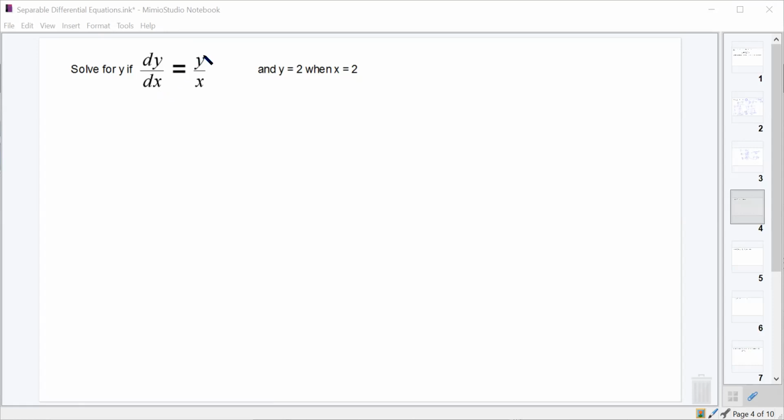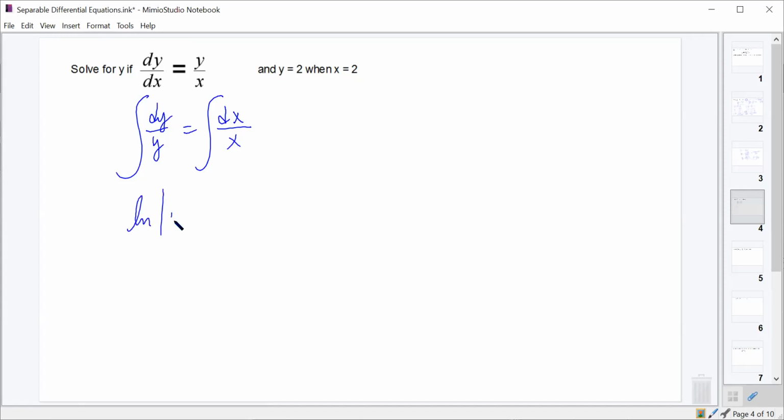All right, so what do we need to do with this first? Separate it. So we'll divide by the y, giving us dy over y, and we'll multiply by the dx, giving us dx over x. And we'll integrate both sides. And if we integrate both sides, what do we get? Natural log of absolute value of y equals natural log of absolute value of x, plus our constant.